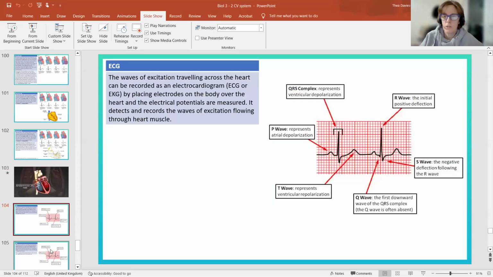So here's our ECG, electrocardiogram. Sometimes it's called EKG. Not sure why they use a K, but sometimes they do. What it shows, as we saw in the video earlier, was the waves of excitation traveling across the heart, placing electrodes on the body and measuring the electrical potentials.